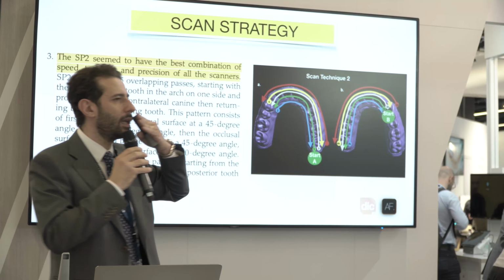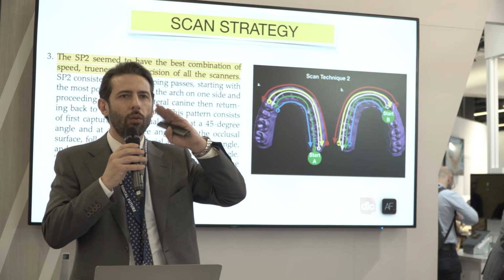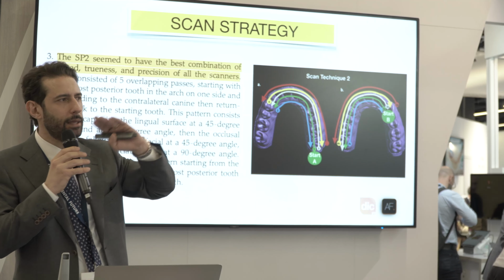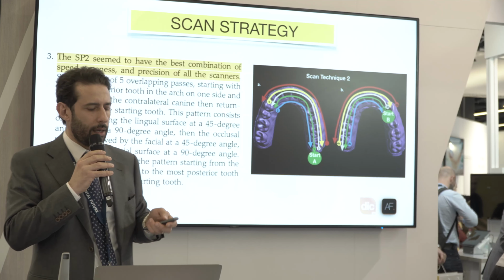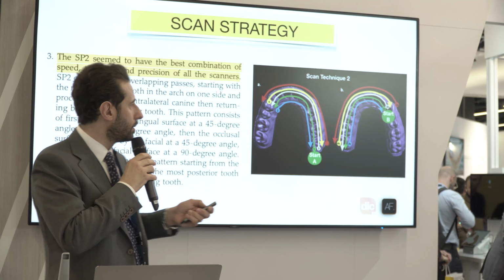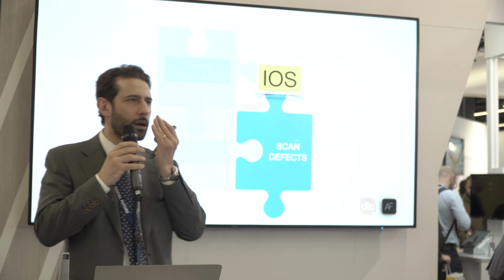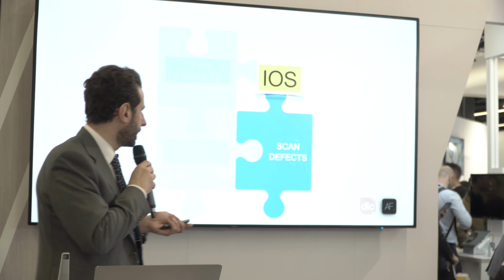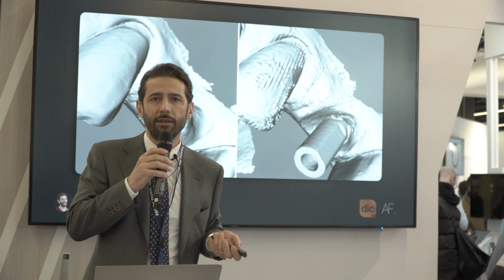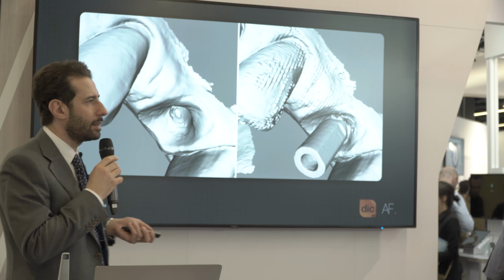It's very important in the frontal area to go always from buccal to palatal to buccal to palatal and again, because you have to put together these two layers in the curved region. It's very important. Some other examples of scan defects, because we also have scan defects.